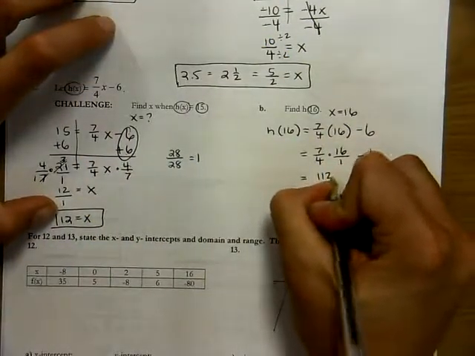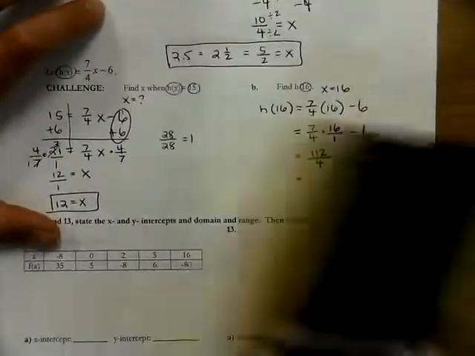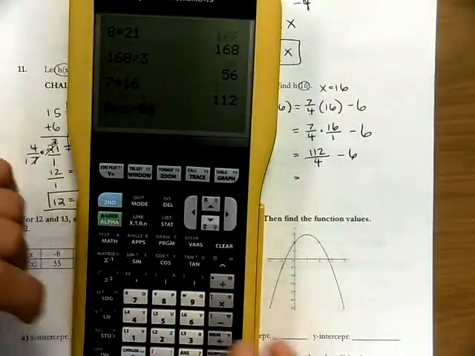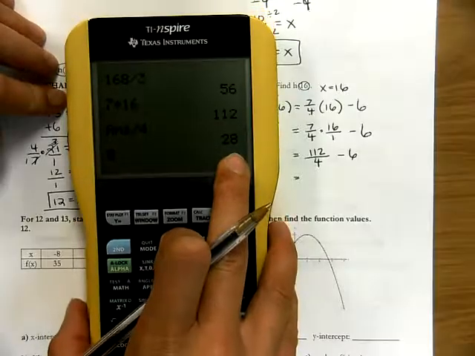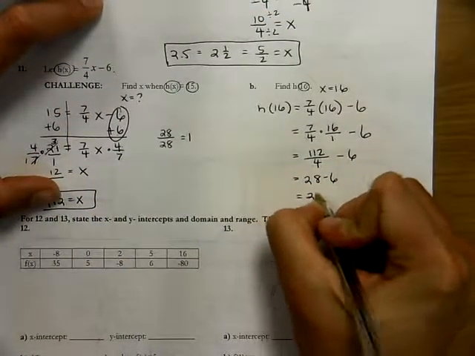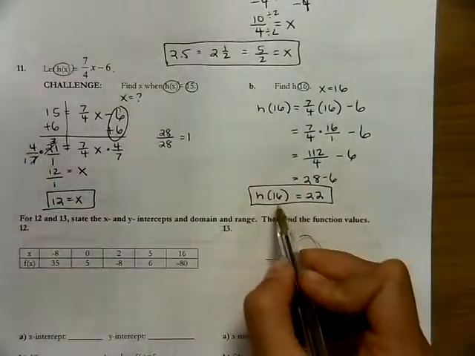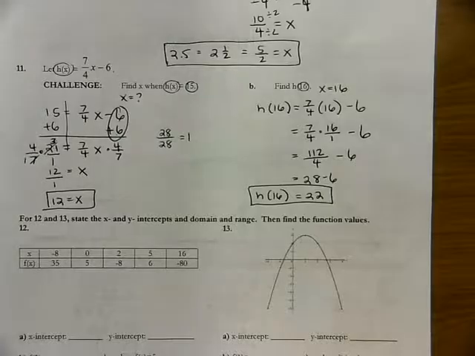So we get 112 divided by 4 times 1, which is 4. I still need to simplify this. 112 divided by 4 simplifies to 28. So I get 28 minus 6, which is 22. So h of 16 is 22, or when the input of this function is 16, the output is 22.